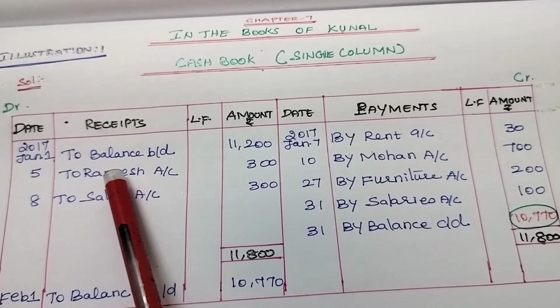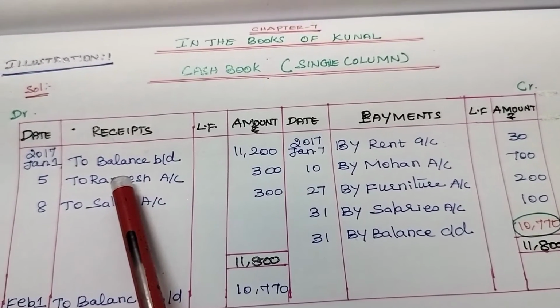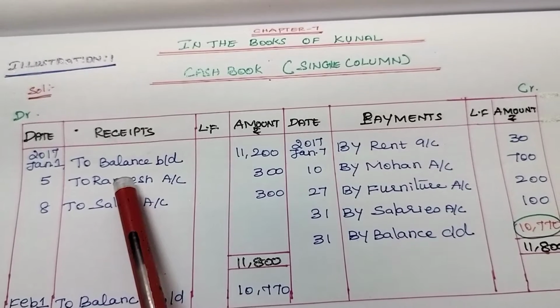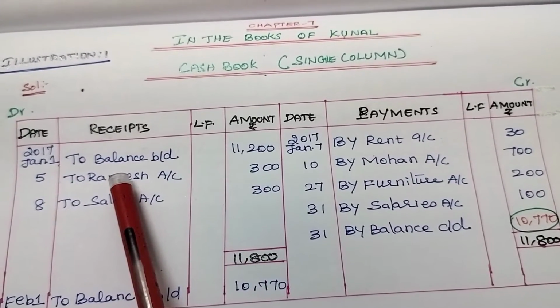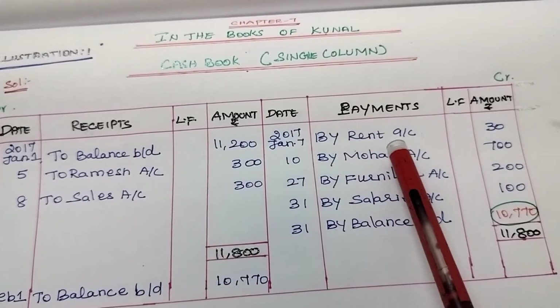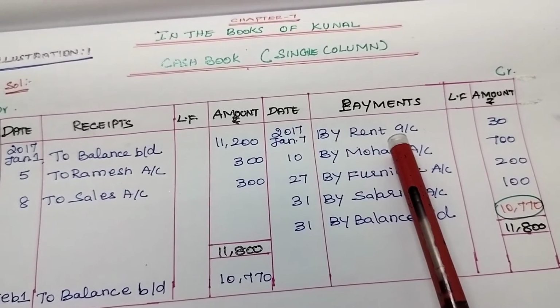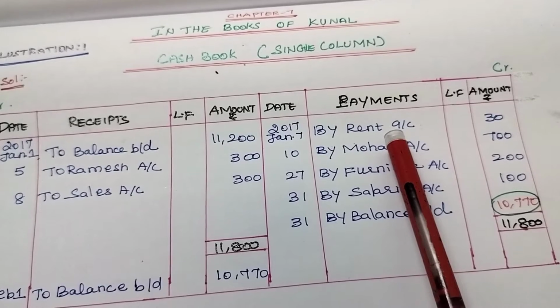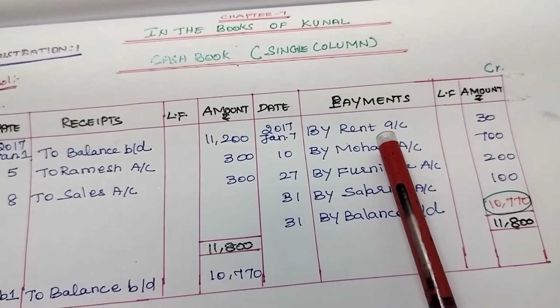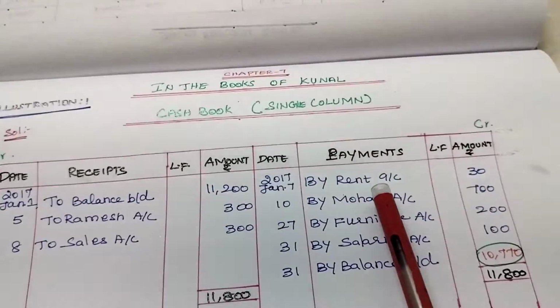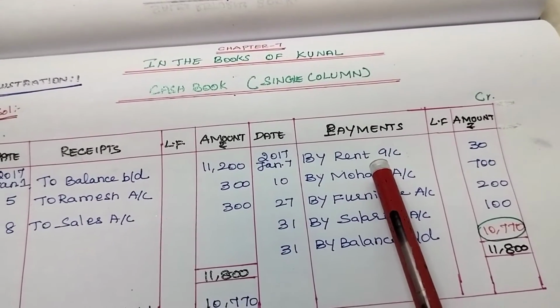The receipt column shows the name of the person or parties from whom cash has been received. Income received, sale of assets and other receipts are to be entered on the debit side. And the payment column shows the name of the person or parties to whom payment has been made. Expenses paid, assets purchased and cash purchases are to be entered into the payment column.